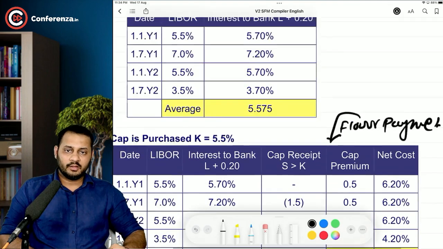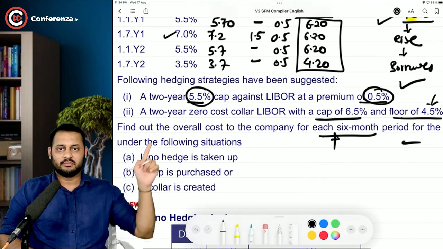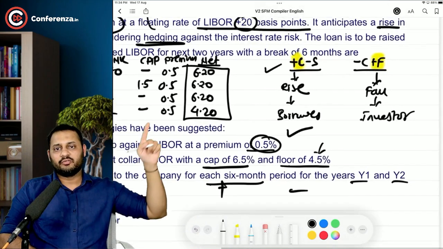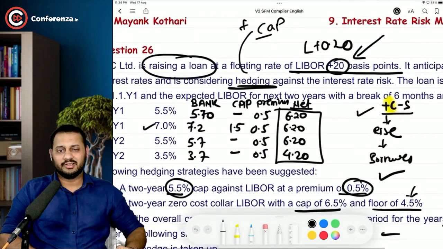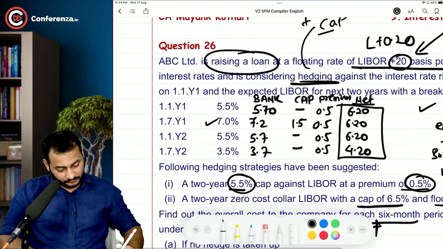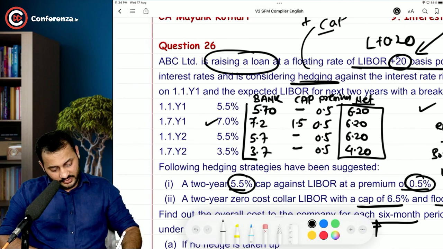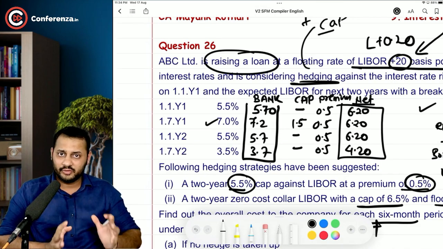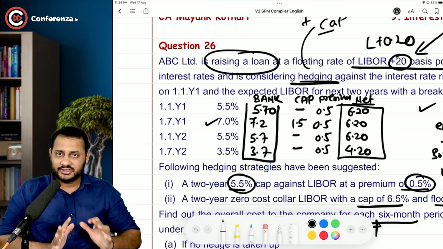Floor payment. But the strike price is different in this case. It was 5.5 in the previous case, it is 6.5. So instead of 1.5% of the gain, it will just be 1%. Let's just take it. So what will happen? See, this column will be the same because you have to pay interest no matter whether you do the hedging or not.